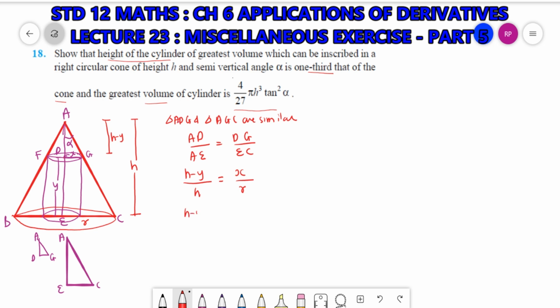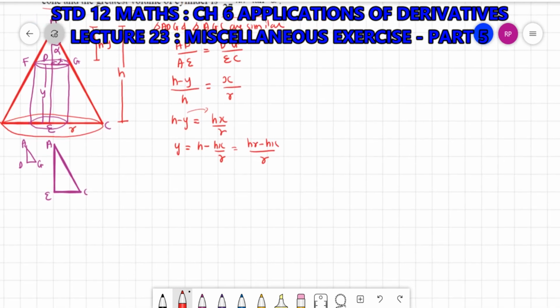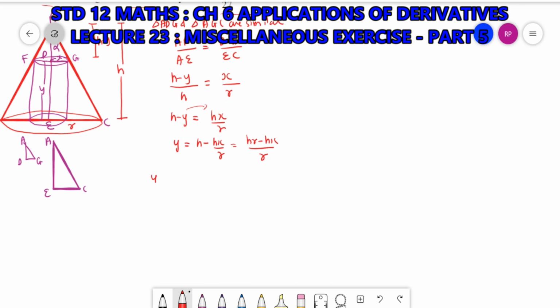So H minus Y will be equal to Hx by R. So Y will be equal to, Y goes on this side positive, H minus Hx upon R. So this will be equal to HR minus Hx by R. So I will get Y equal to H by R, and I can take common R minus X. Clear? So I got the value of the height of the cylinder.